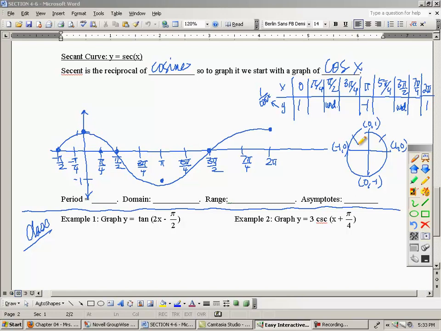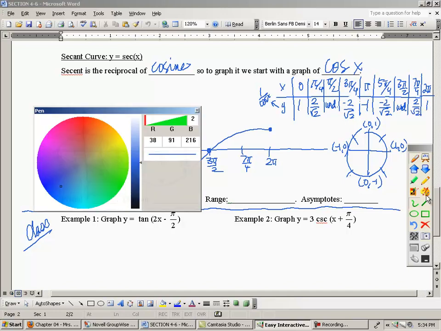Now, at the other increments of 45, we take the reciprocal. So pi over 4 is positive square root of 2 over 2, so 2 over the square root of 2. In the second quadrant, cosine is negative, so negative 2. Let me do the reciprocal as I'm doing this. Negative 2 over the square root of 2. In the third quadrant, cosine is negative, so negative 2 over the square root of 2. And in the fourth quadrant, cosine is positive, so 2 over the square root of 2.